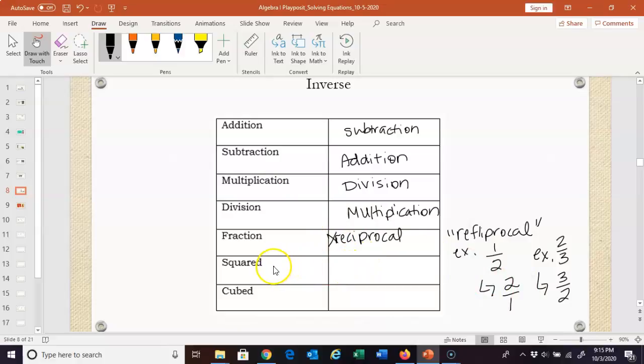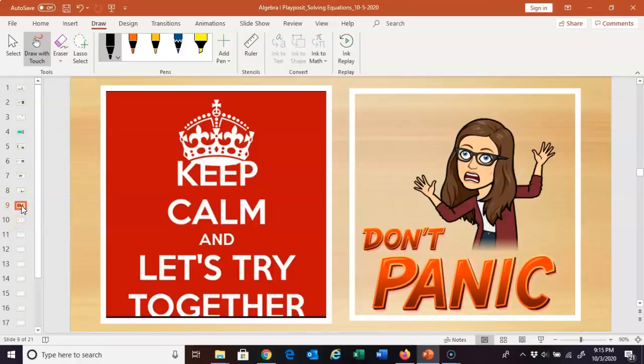All right, if you have something squared, like x squared, the inverse of squaring is square rooting. And we're going to talk more about this next class. So these 3 items are more of the Algebra 1 techniques that you guys are getting into. Cubed, the inverse of cubed is cube rooting. And again, we'll talk more about this, I promise. But for today, let's go ahead and get started. We're going to do this together.